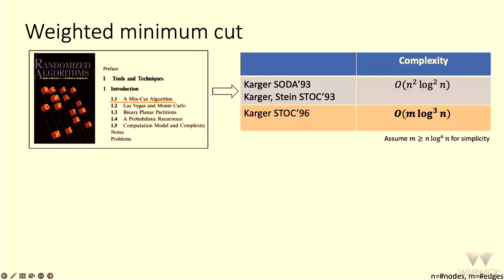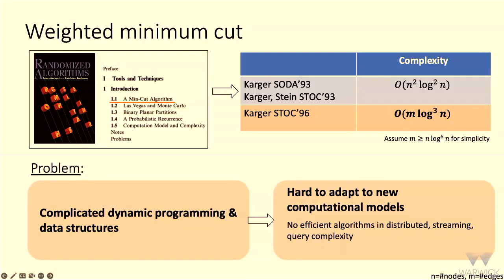One is the edge contraction algorithm by Karger, and another one is what we are going to talk about today. What is interesting to us is that this has almost linear in m, where m is the number of edges. So for a sparse graph, this is much faster than this guy. But the problem with this algorithm is that it uses dynamic programming and data structures, which is very hard to adapt to cut query algorithms.